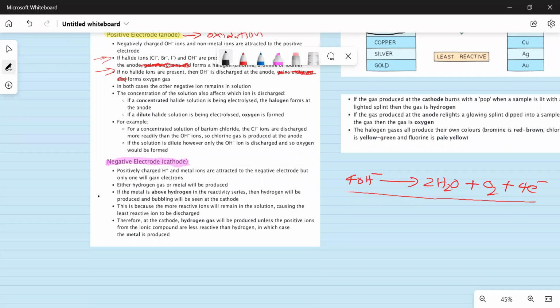Please see, there are 2 points you are going to copy into your book. If the metal ion is above hydrogen in the reactivity series, then hydrogen will be produced and bubbles will be seen at the cathode. Please take that point into your book.